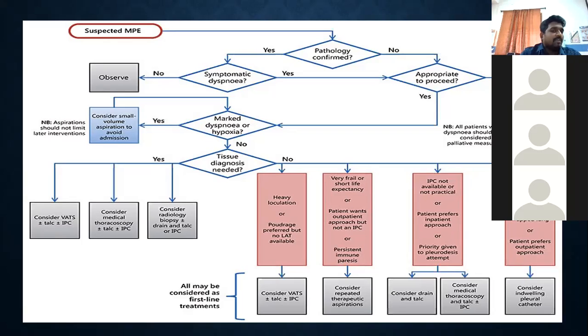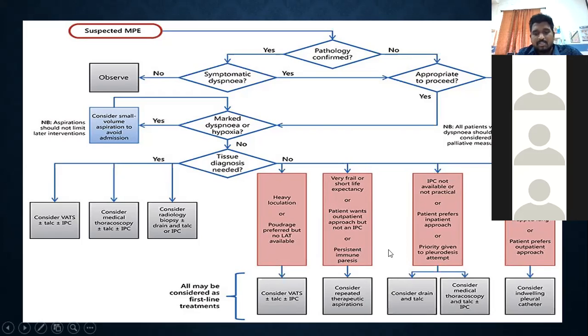And if you don't have this procedure also, ultimately what is the aim? We should make the diagnosis. You can do a diagnosis very well with the help of radiology. If a large mass is there in the pleura, you can do an image guided biopsy. You can do an ultrasound guided biopsy. That will also give a good yield.